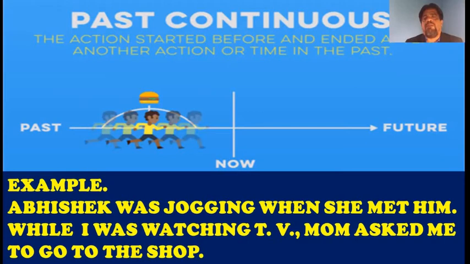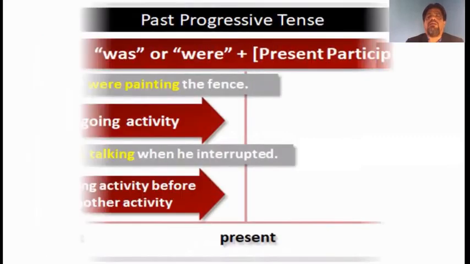But when mom asked you to go to the shop, at that time you were in the process of watching TV. You did not complete watching the TV. You had already begun watching, but before you completed the TV program, your mom asked. And that is where we use the past continuous tense. As a result, that action turned out to be an interrupted action that could not be completed at that time.